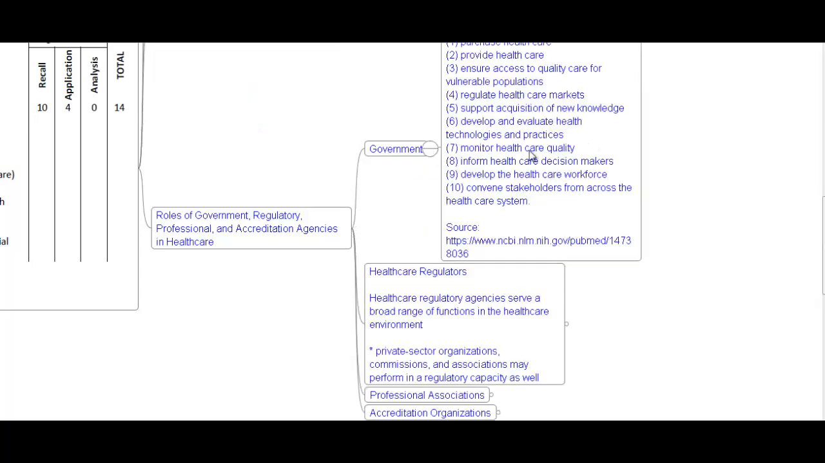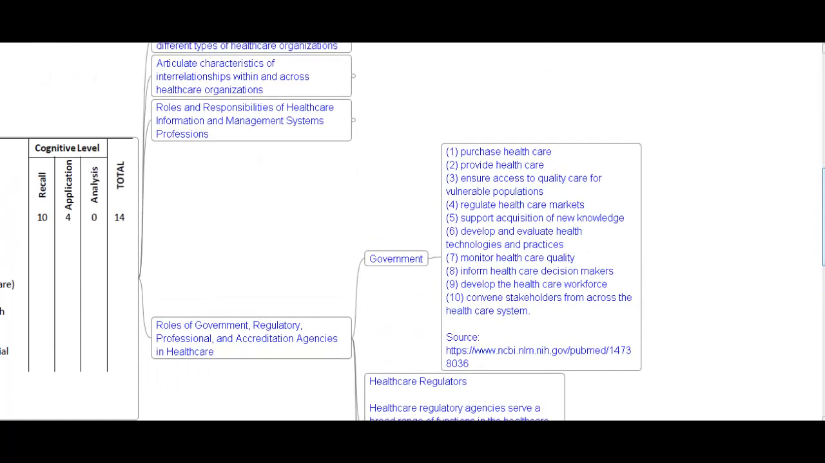Okay. Government can play the following roles in healthcare organizations: purchase healthcare, provide healthcare, ensure access to quality care for vulnerable populations, regulate healthcare markets, support acquisition of new knowledge, develop and evaluate health technologies and practice, monitor healthcare quality, inform healthcare decision makers, develop the healthcare workforce, and convene stakeholders from across the healthcare system.